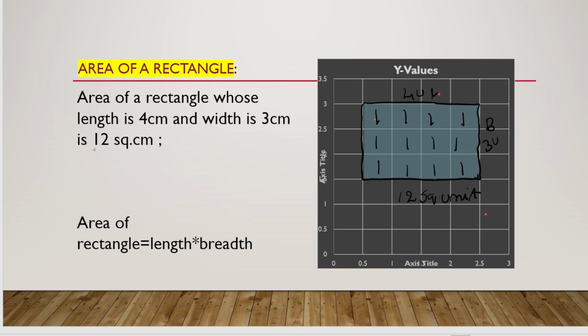So to formulate the area of the rectangle, we have written this 12 as 4 into 3. And children, you know that this 4 is nothing but the length of the rectangle, and this 3 is nothing but the breadth of the rectangle. So from this, it is proved that the area of the rectangle is nothing but length into breadth.